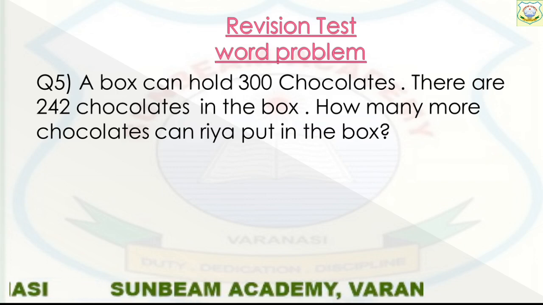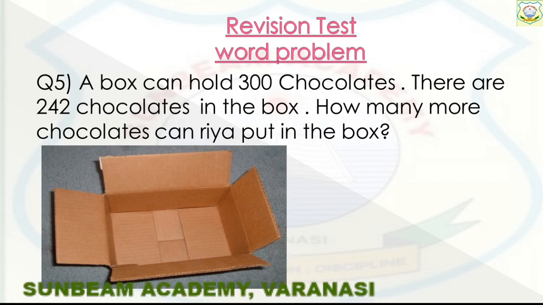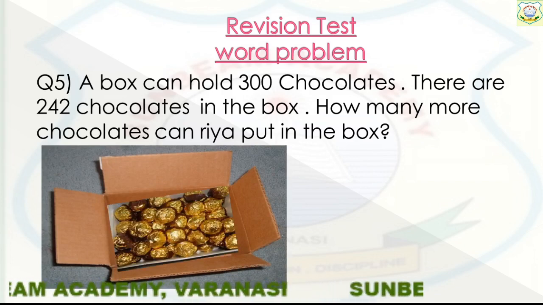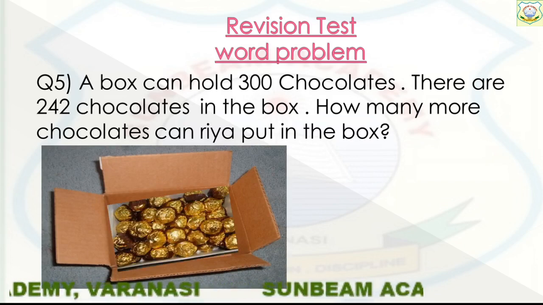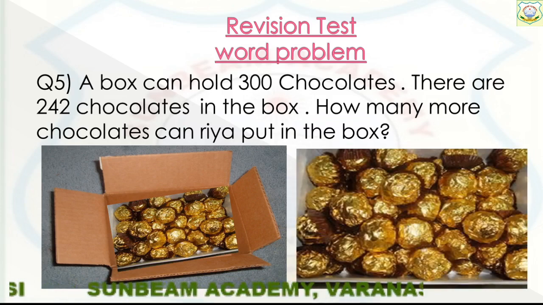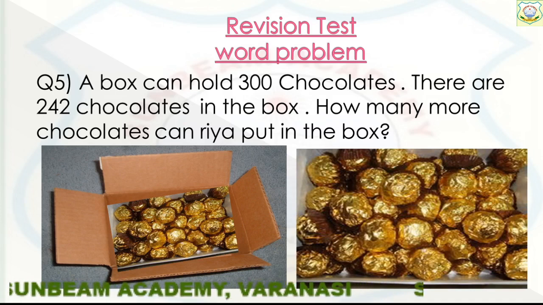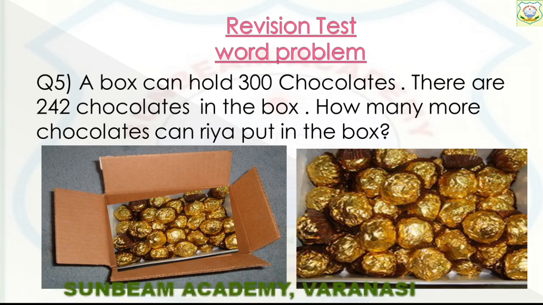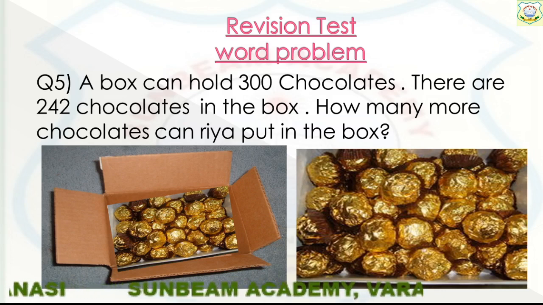So now see here, there is a box. In that there are 242 chocolates. But the total number of chocolates is 300. So how many more chocolates can Riya put in the box? That's the question. Now write the solution. Write down the solution, students.